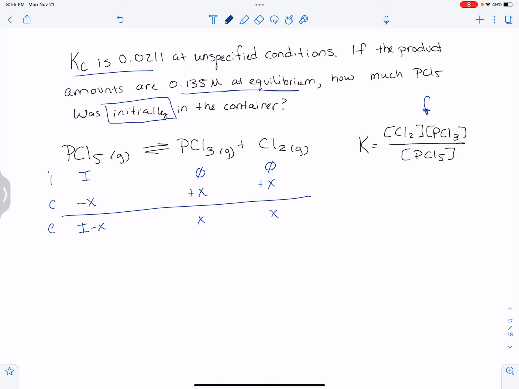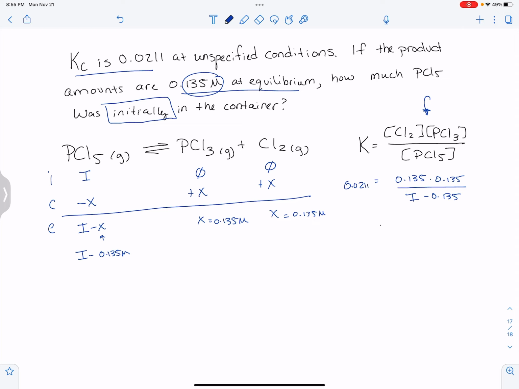So now what I'm going to do is put in my equilibrium. If both the products are 0.135 molarity at equilibrium, I also know what this one is. So this value is actually I minus 0.135 molarity. So now I can actually plug this all in. So 0.135 times 0.135. That's fine. In a minute, I'm probably going to use my squared term to just get rid of that. And then this other term is I minus 0.135, and I have an actual value here, 0.0211.